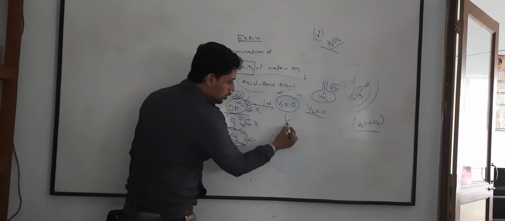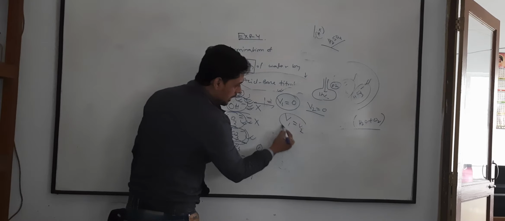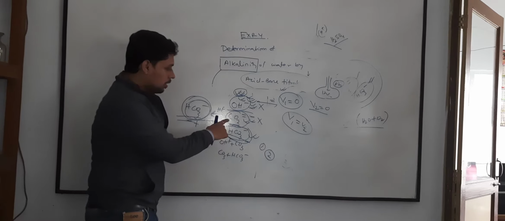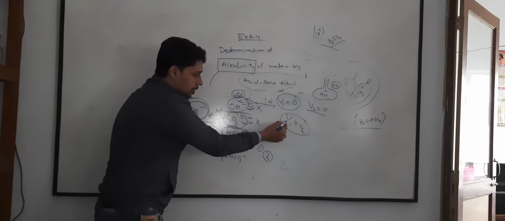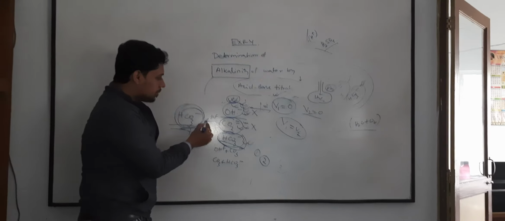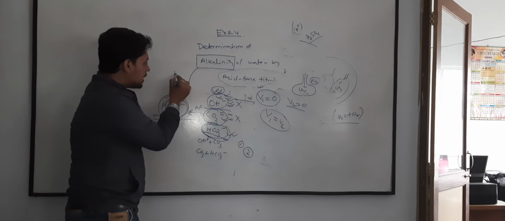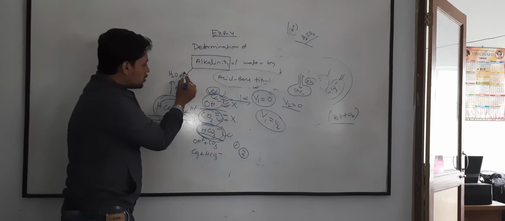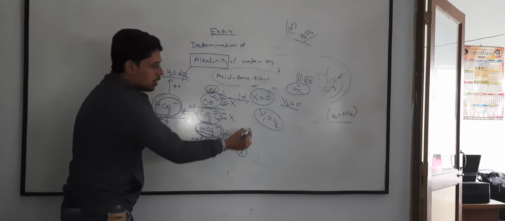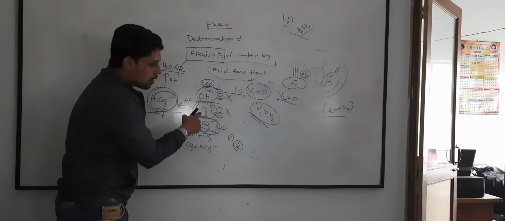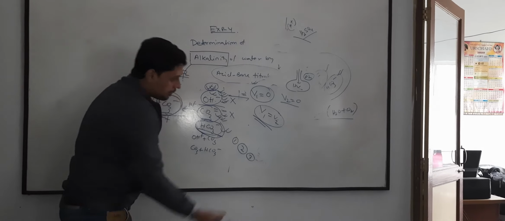If V1 equals V2, that means when you have added V1, the carbonate is converted into bicarbonate, and then when you add V2, again one H plus, the bicarbonate is converted into H2O plus CO2. That means when V1 equals V2, your solution contains only carbonate. That is possibility number 3.